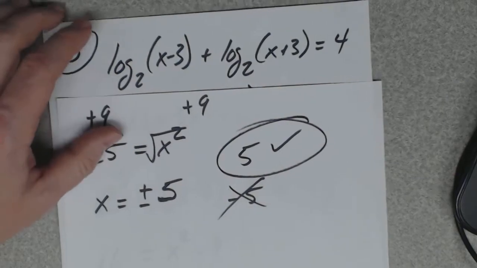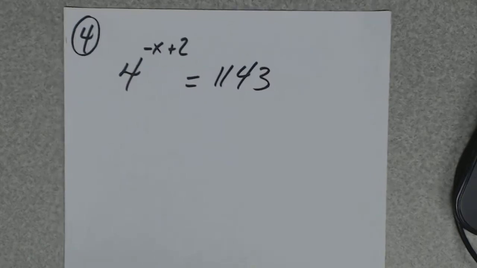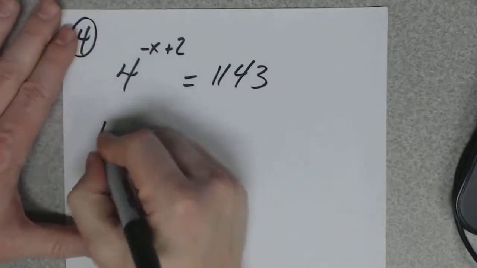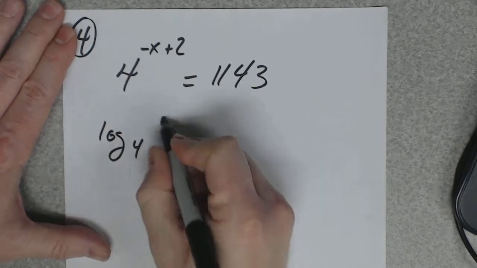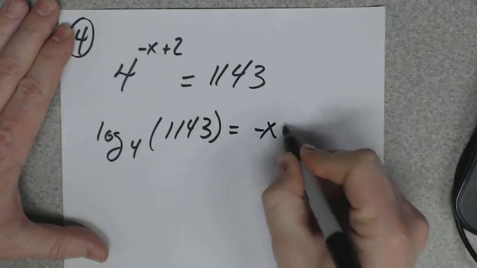Okay, so there's a couple questions that look the same, not too shabby. That one wasn't as bad as the other one. Let me jump back to number 4. Number 4 is like the first couple that we did. So I'm going to rewrite this as a logarithm. Log base 4 of 1143 is equal to negative x plus 2.